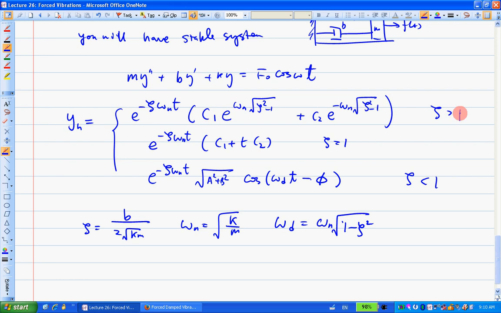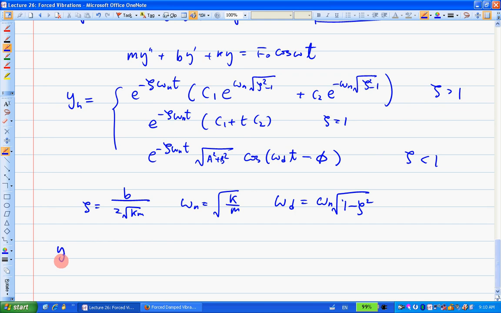If you remember, what does each one of the cases correspond to again? When zeta is greater than 1, what do we call that? We call that 2 roots, and basically it's an over damped system. When zeta is equal to 1, we call that a critically damped system. And when zeta is less than 1, it's an under damped system.